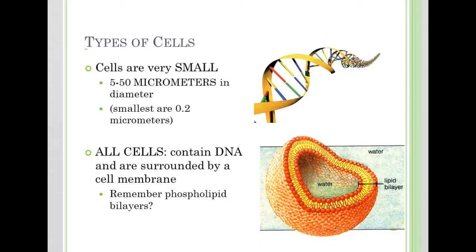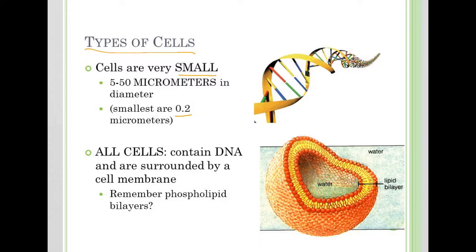This video is going to talk a little bit about the two main types of cells. Again, cells are very small. They can be between 5 to 50 micrometers in diameter, so that's really, really small. The smallest known cells are about 0.2 micrometers in diameter, really small.